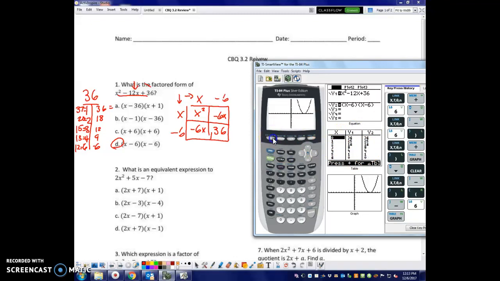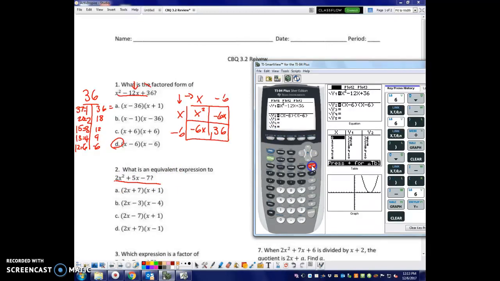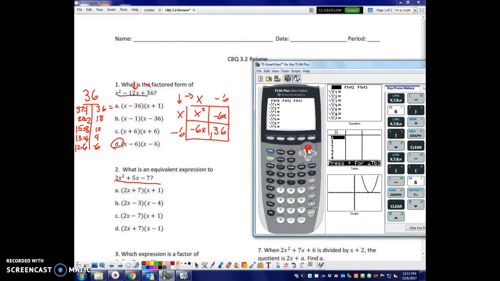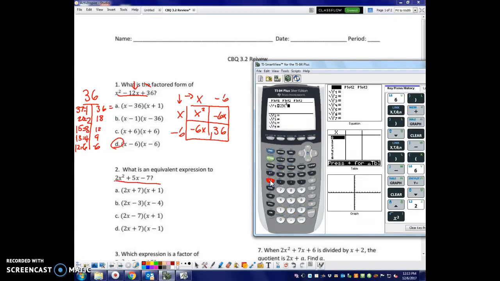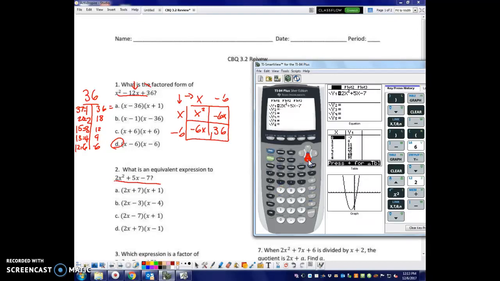Okay. Let's go ahead and do number 2 that way. So you can solve it out like this or just type it in. So number 2, what's an equivalent expression to this? Well, let's find out. We're on y equals. Let's clear what we have in there. So in y1, we put our equation. 2x squared plus 5x minus 7. Then in y2, let's put our answer choices. So we have 2x plus 7, x plus 1.